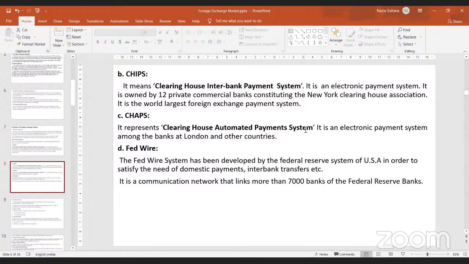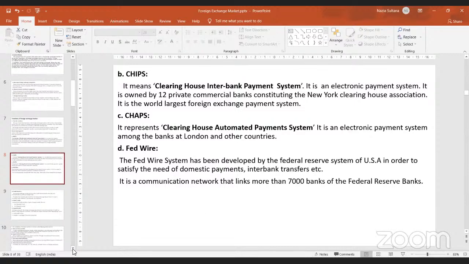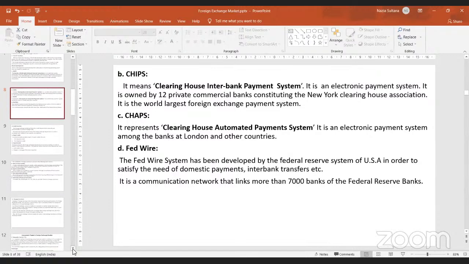So this is the first function. We are talking about the functions of a foreign exchange market. The first function of the foreign exchange market is transfer. Transfer can happen through SWIFT, CHIPS, CHAPS, or FedWire. These are the four mechanisms through which banks and central banks of countries can do transfers. That is the first one.